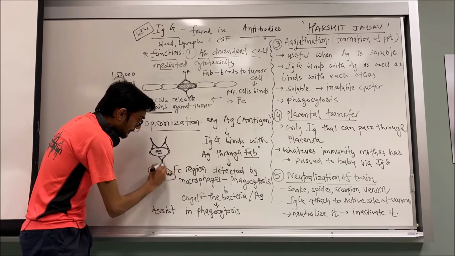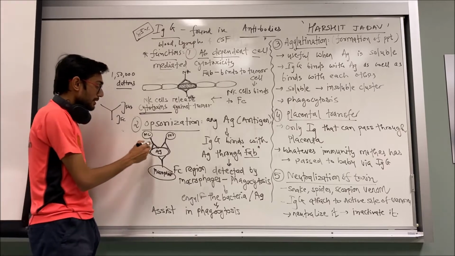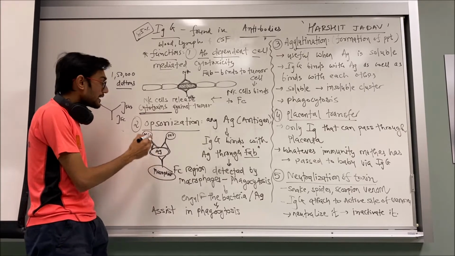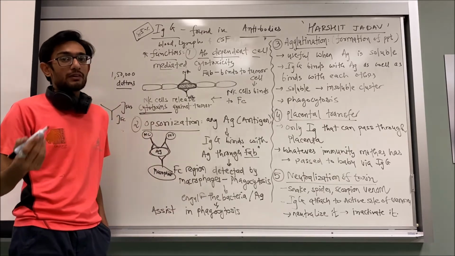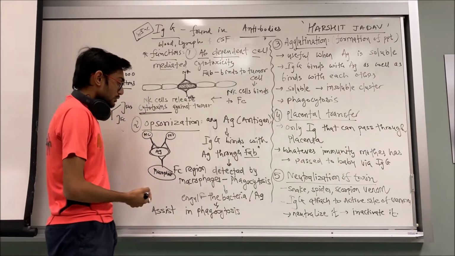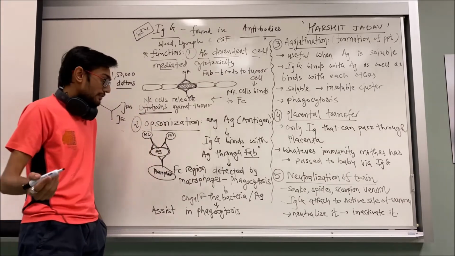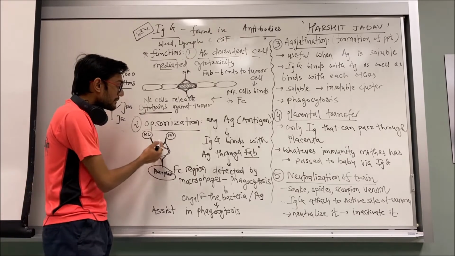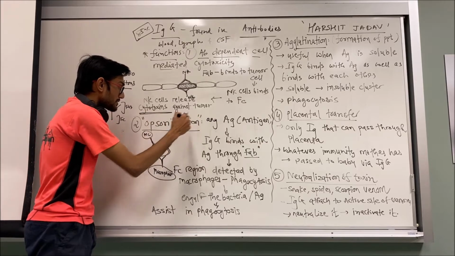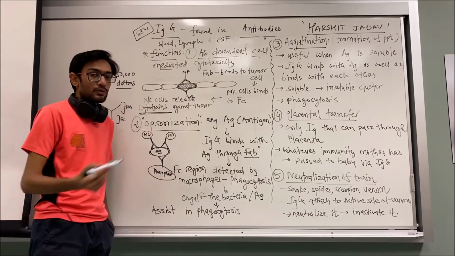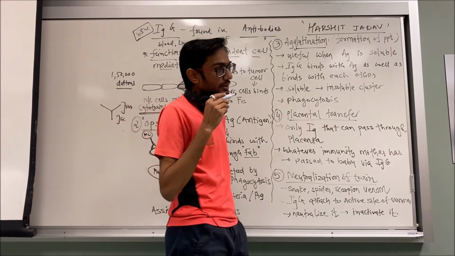So here macrophages will be involved. Remember, the Fab region will be with the antigen and the macrophage will be with the Fc region. Now we all know that macrophages do phagocytosis. So what will happen? This Fc region is detected by macrophages, and these macrophages will do phagocytosis. It will engulf the bacteria or the entire antigen. This opsonization process assists in phagocytosis. So this is opsonization.